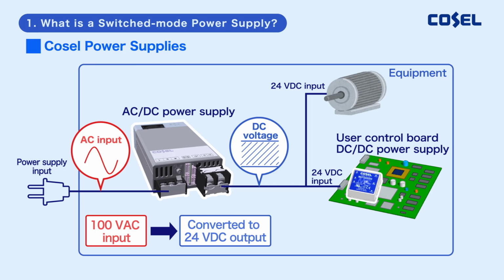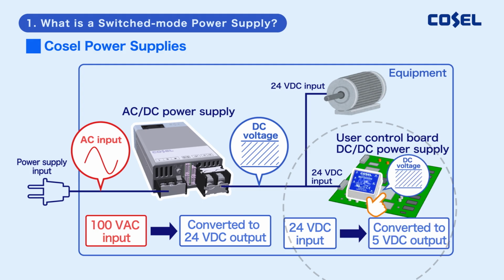Electronic components, such as ICs, have different operable voltage ranges and accuracies and require stable DC voltage. So DC/DC power supplies convert a 24 VDC input into a stable 5 VDC output.